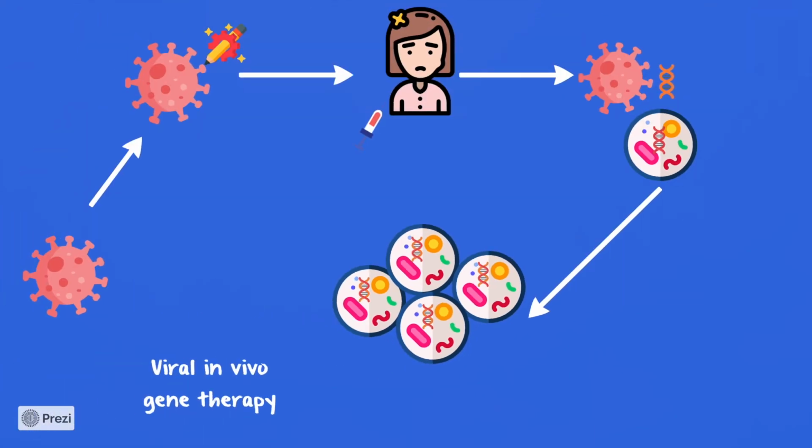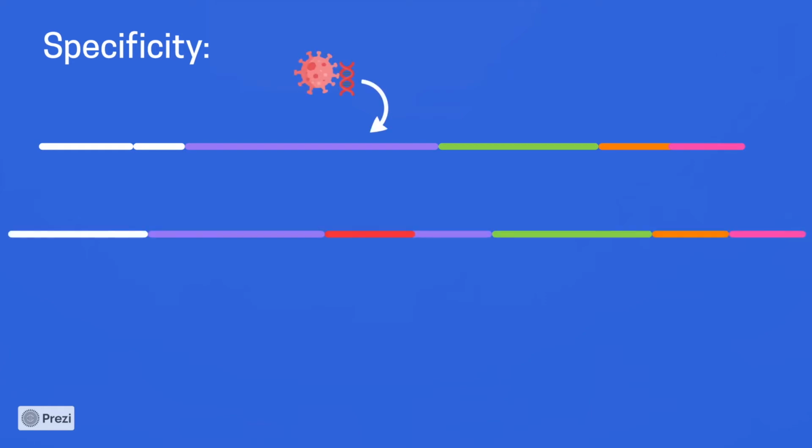So this sounds great. Why is it not used all the time now? The problem is that this technique can have problems with specificity. The virus could randomly insert the genetic sequence anywhere in the genome, and this could cause problems if the gene is dropped in the middle of another gene, disrupting its sequence. This can cause further genetic issues, such as cancer.